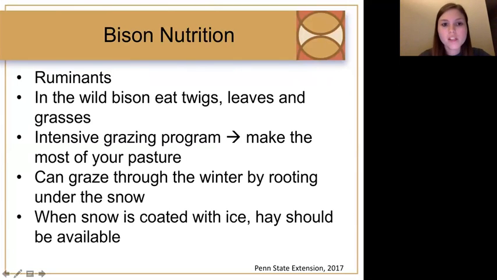So for bison nutrition, they are ruminants, so like cattle and sheep and goats, they're in the same category. They have the 4 compartments of the stomach. And I'm going to ask again because it didn't seem like anyone really answered me last time, and I think it's important. What are the 4 compartments of the ruminant stomach? Can anybody tell me?